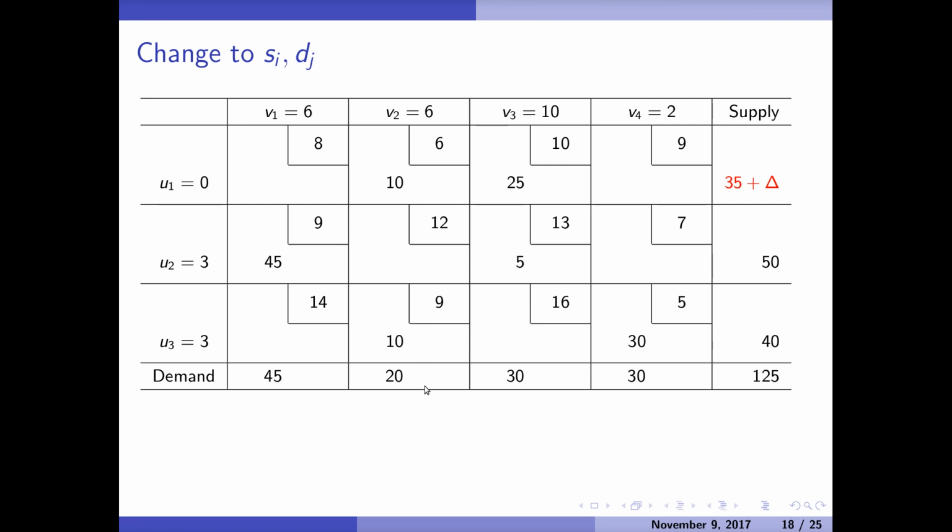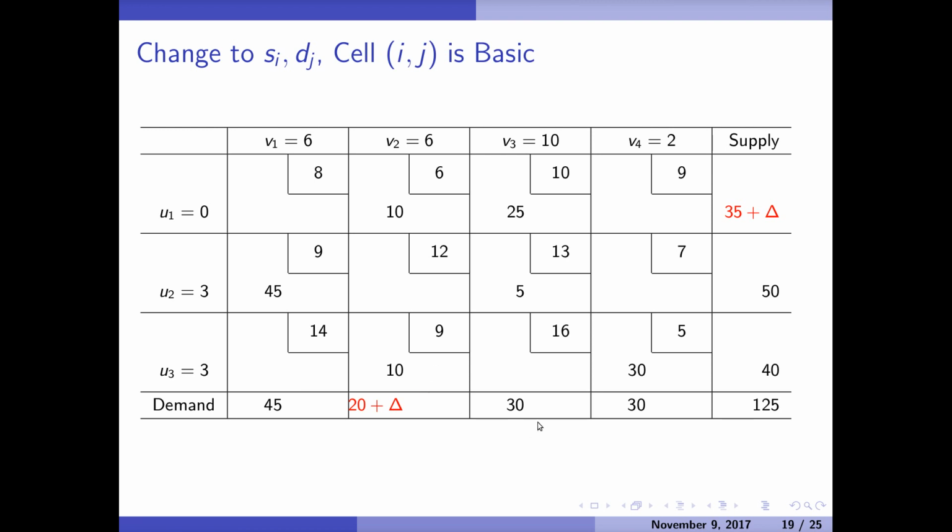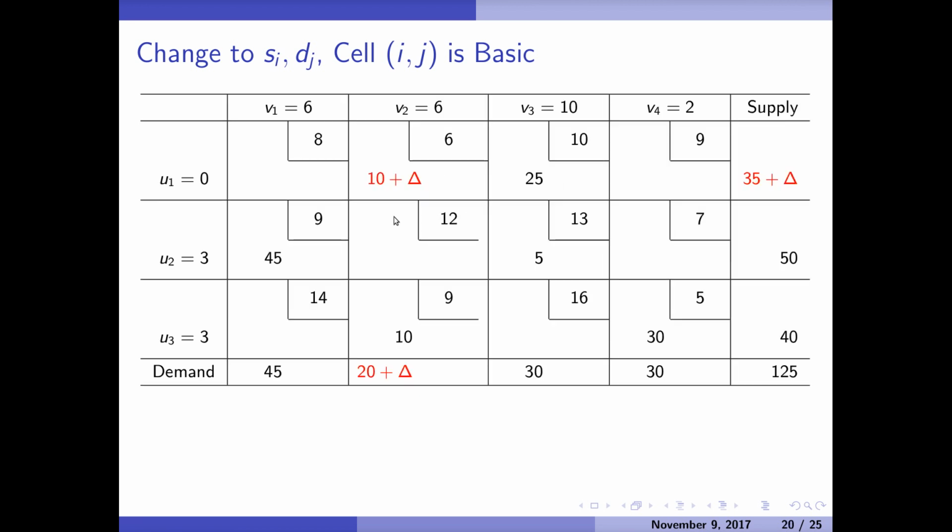Okay, so let's see how that's going to work. Let's first choose the second demand so that cell 1, 2 corresponds to a basic variable. So I'm going to change my 20 to 20 plus delta. And what does that do to my array? You can see the only change to my array, because this is a basic variable right here, is just to change that to a 10 plus delta. That's the only change that gets made.